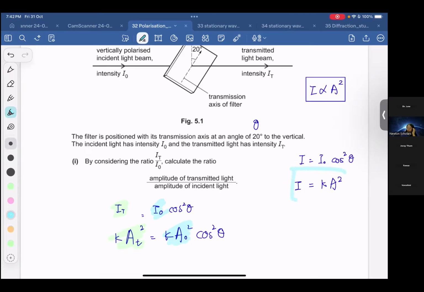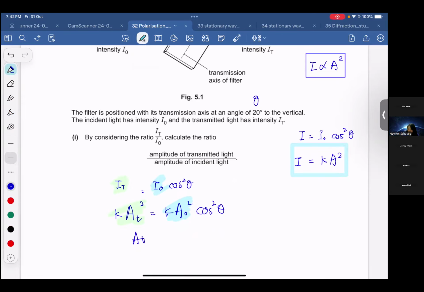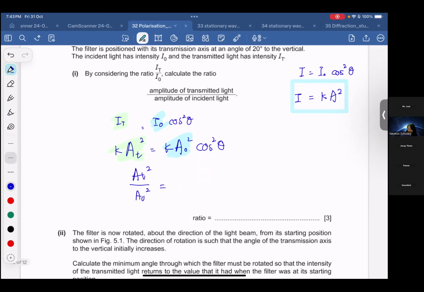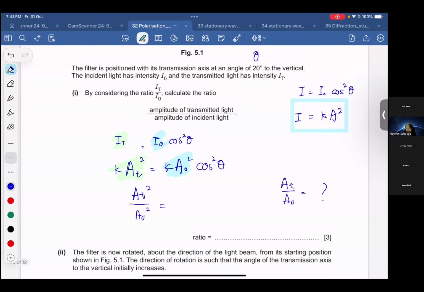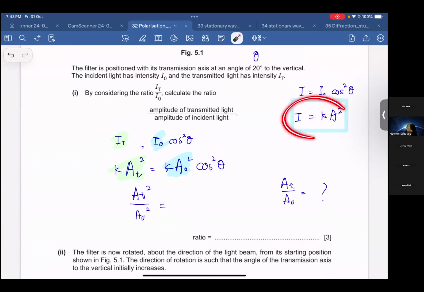I relate with this formula because at the end I actually want AT square over AO square, and then I want to know AT over AO. So this is the part that you have to do. We have to relate not only one formula, we have to think. For intensity, we can use Malus law, and also what formula we can relate with amplitude. So I is directly proportional to A square, so I make it into an equation, equal to Ka squared. So this one I substitute in here and I substitute inside here.